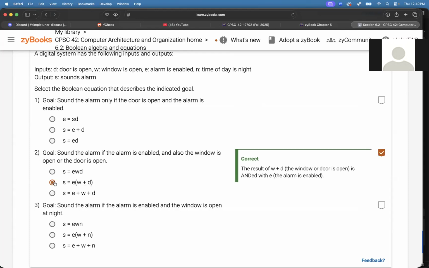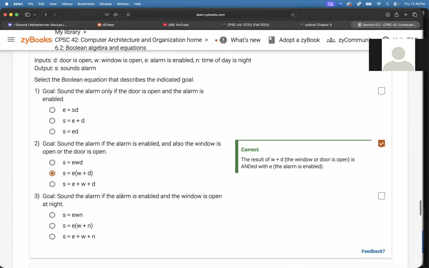And from the way that they worded it, they made it sound like the alarm has to be enabled, and then there was a choice of two things, an or: window open or door open. So enabled and then window open or door opened. And so you just have to understand that that's that and not like that, based on the wording, I guess.